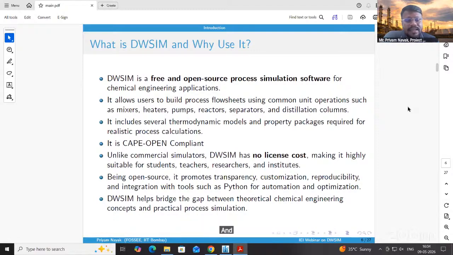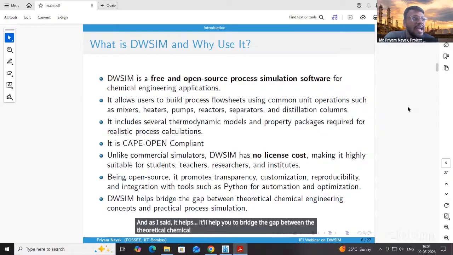And as I said, it will help you bridge the gap between the theoretical chemical engineering knowledge that you have and practical process simulation. Okay, so that's what DWSIM is all about.